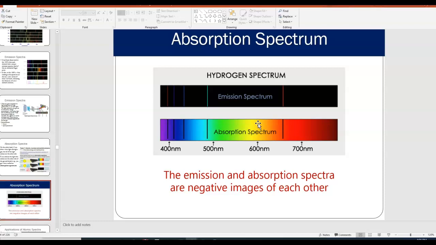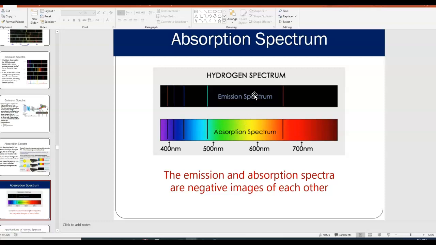Now, this is showing you the emission spectrum from hydrogen versus the absorption spectrum from hydrogen. In other words, the top one you would get by taking a tube of hydrogen, running electricity through it, and passing the light through a prism. The absorption spectrum you would get by taking a white light, which again would normally be a continuous spectrum on its own, passing it through the hydrogen, and then seeing what comes out the other end after you pass it through a prism.